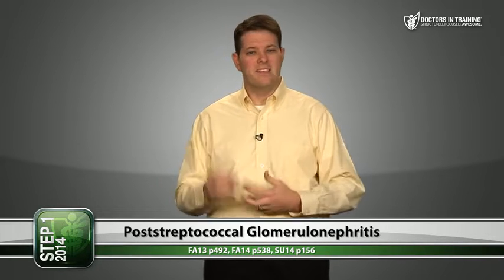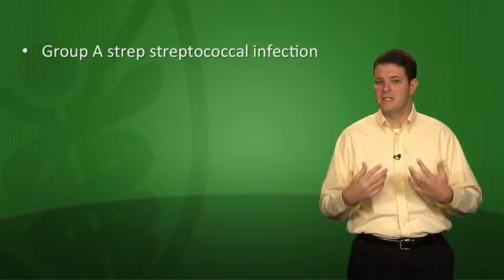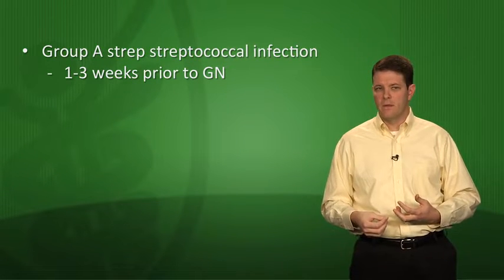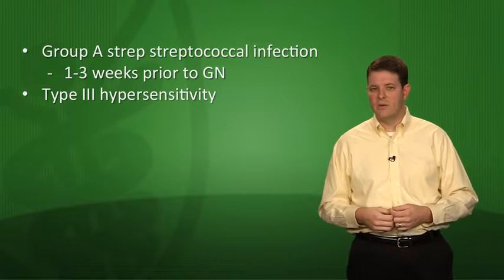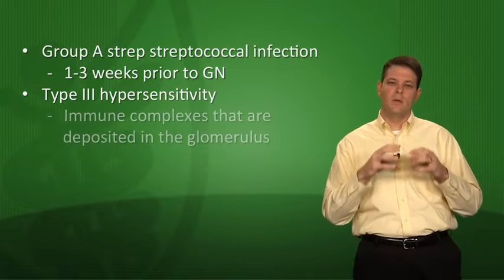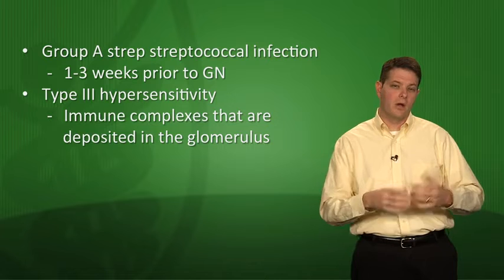So the first type of nephritis I want to discuss is post-streptococcal glomerulonephritis, which is definitely one of the higher yield ones. Now, as you might guess, this is a sequela of streptococcal infection, specific strains of group A strep. You're going to see this in a patient who had strep throat or a group A strep skin infection like impetigo 1 to 3 weeks prior to presenting with glomerulonephritis.